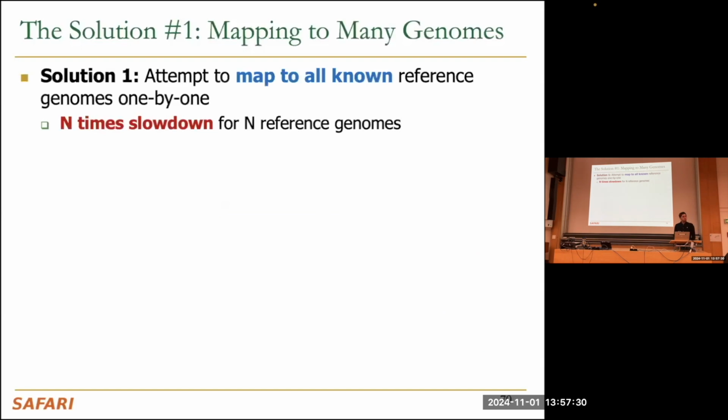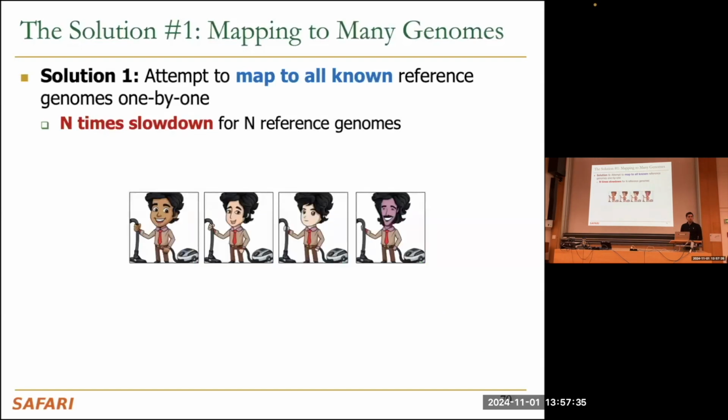So one solution to it: okay, let's not use one reference genome, let's use multiple of them. But this is also not very clever, right? Because then this means that you're scaling your problem n times worse. Maybe you're increasing your runtime also n times if you use n many reference genomes.